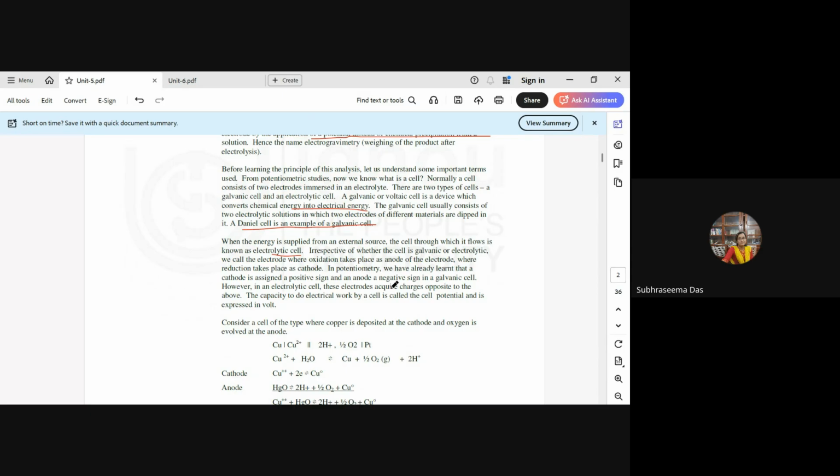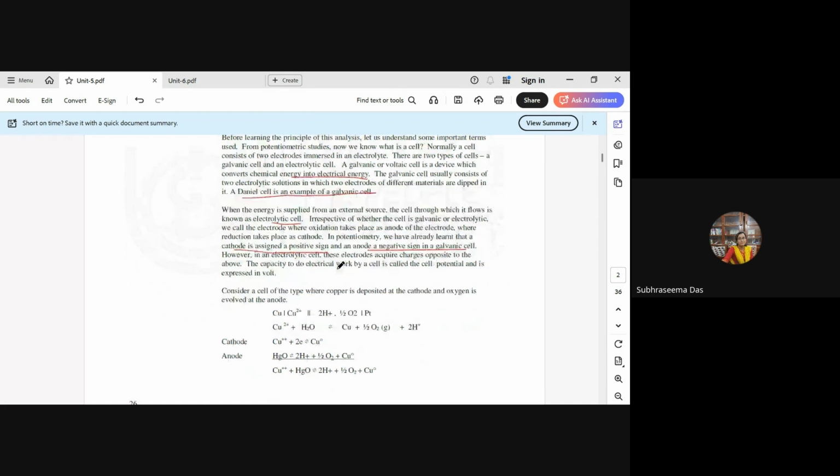In potentiometry, we have already learned that the cathode is given a positive sign and the anode a negative sign in a galvanic cell. But in an electrolytic cell, these electrodes acquire charges opposite to those in potentiometry. The capacity to do electrical work by a cell is called the cell potential, and it is measured in volts.